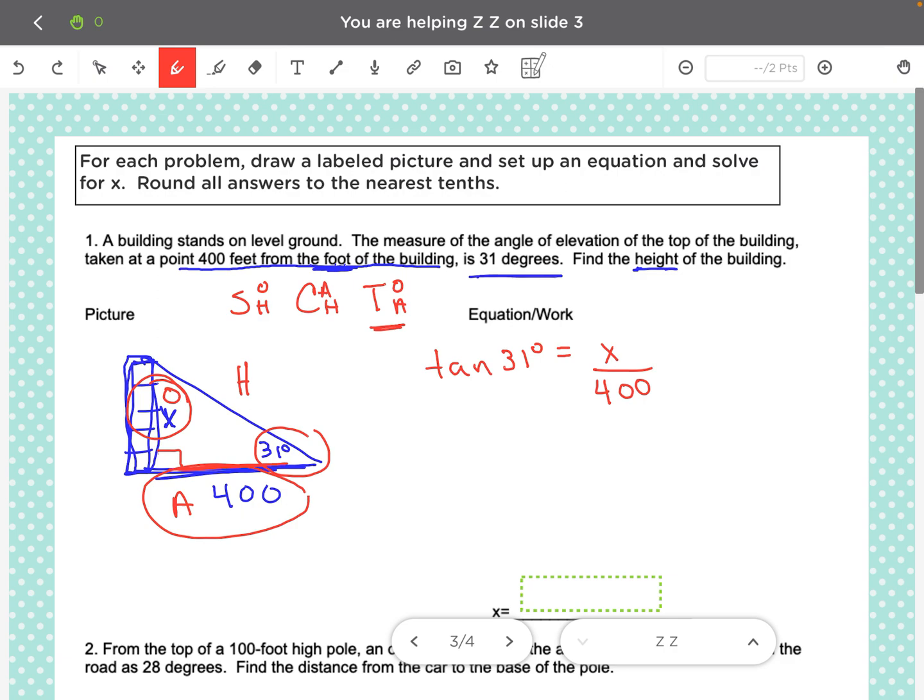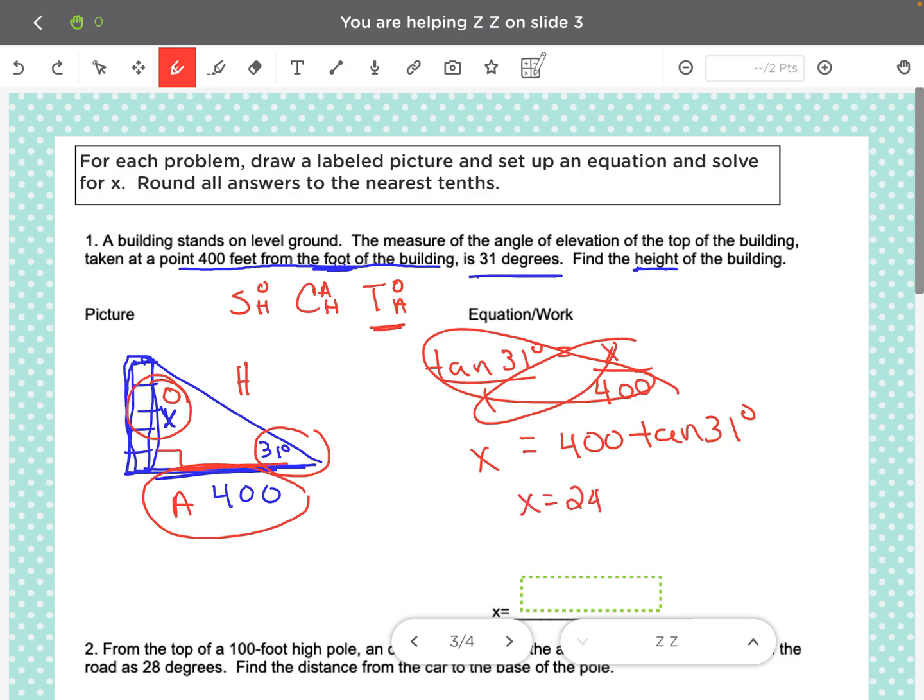Okay, we need to cross multiply, solve for X. So on one side is X. On the other side, I have 400 tangent of 31 degrees. And notice now I do have X by itself, so you don't have to do anything else. You're just going to type this into the calculator and you'll get 240.3.